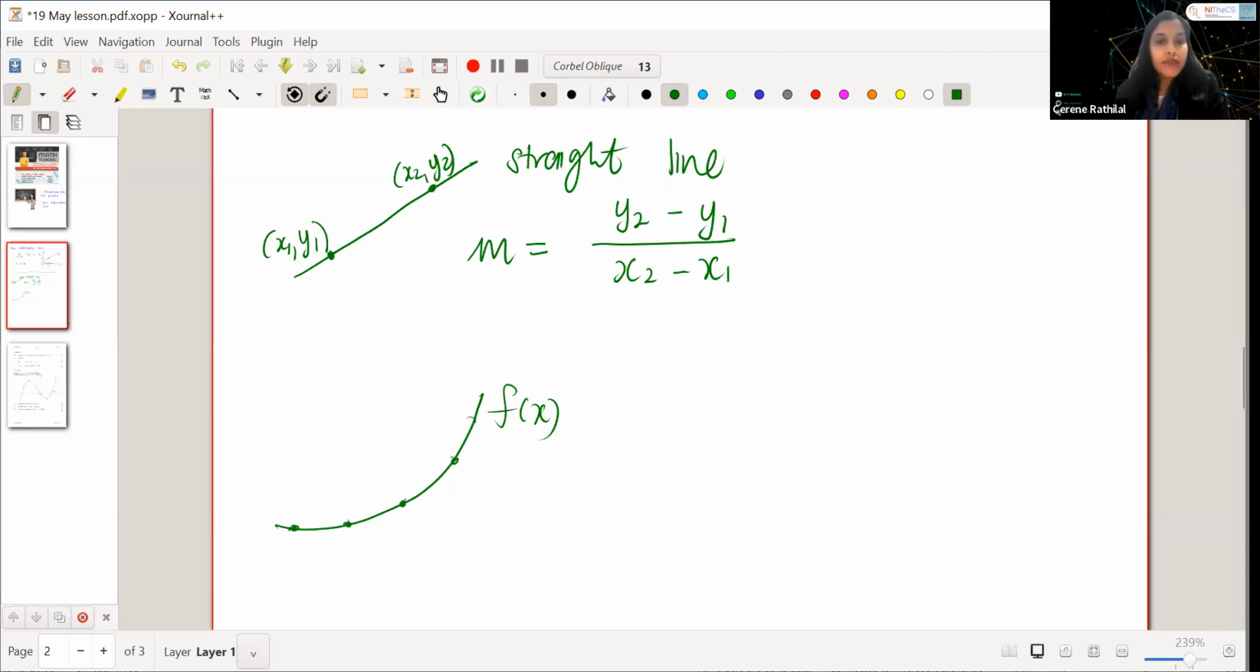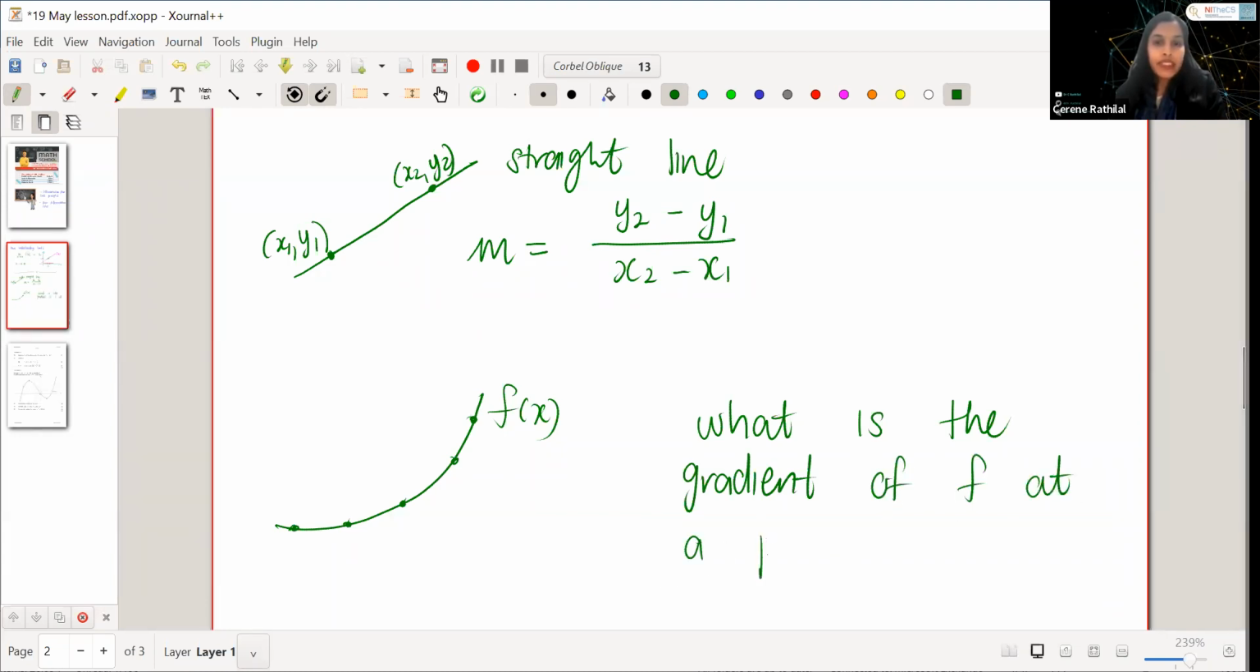So what we now tend to ask is, what is the gradient of f at a point x? So the question is modified, but the essence of the question from this scenario to this scenario is essentially the same. We're still interested in determining the gradient.